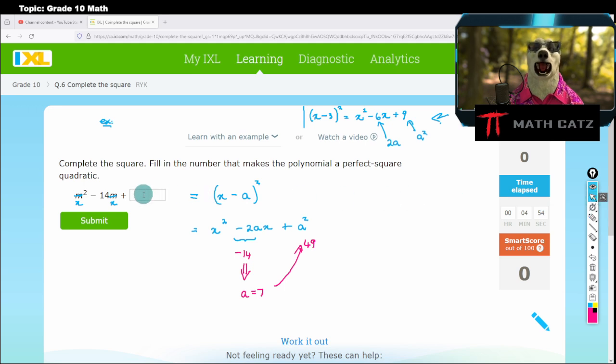To be able to factor this as a bracket squared, that third term has to be 49 because it is always a squared.